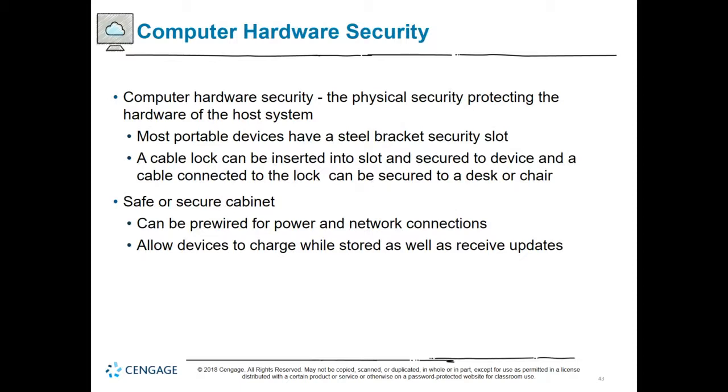All right, we have to protect our hardware. So we look at our hardware security. Computer hardware security is defined as the physical security protecting the hardware of the host system. If you look at most portable devices, they're going to have some type of little place in them where we can attach a steel bracket security slot, or we can attach a cable. If we have laptops, they can have a place in there where a cable can be fed through them so they can lock the desk.